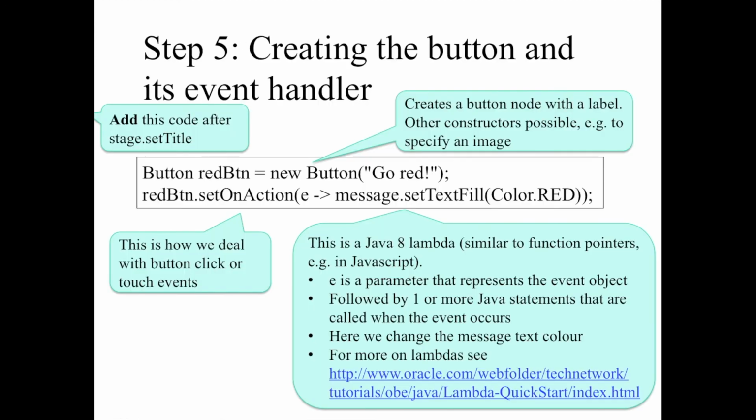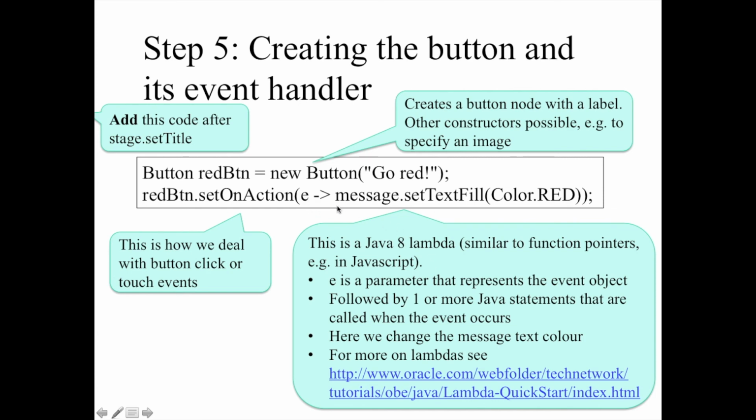So this is the code we're going to use to add the button. We create a button object, button node. There are other constructors we could have used, for instance, constructors that allow you to provide an image. But we're just going to provide some text there. And the other thing we're going to do is, for the button, we're going to associate a callback handler. So action handler. So setOnAction method allows us to provide a JavaFX lambda.